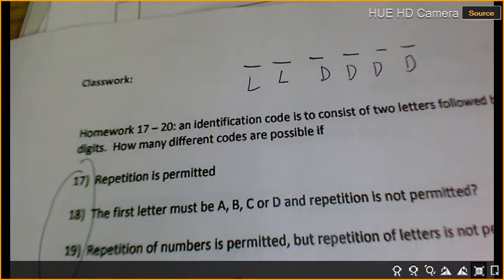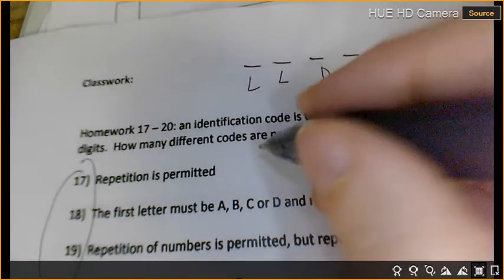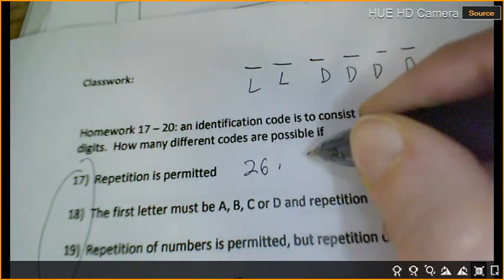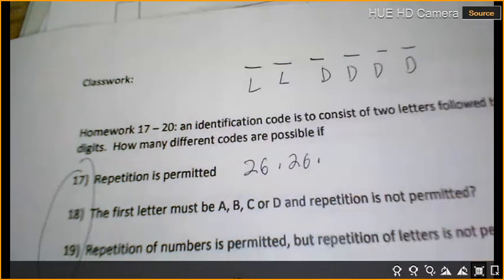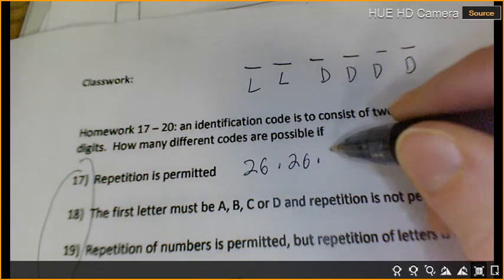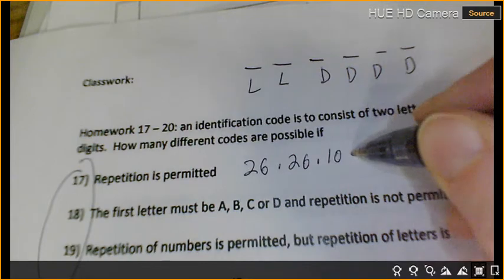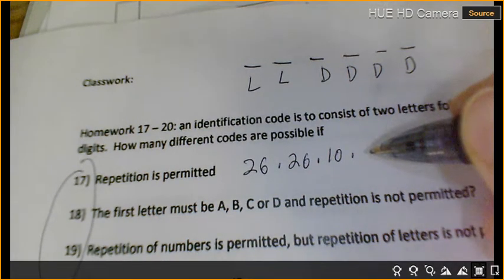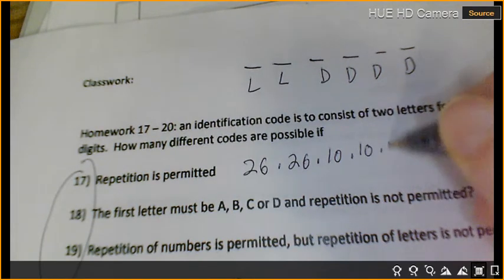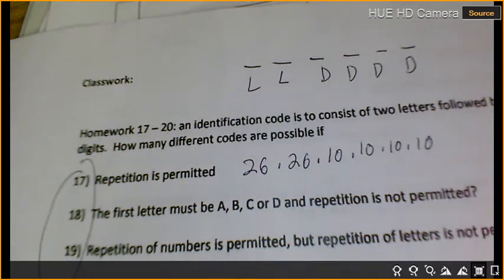Repetition is permitted. So how many letters are possible for the first one? 26. How many letters are possible for the next one? 26, because you can repeat. How many numbers are possible? 10, because you can have 0. I know it's really confusing with the 0. How many numbers are possible for the next one? 10, 10, and 10. Because it says you are allowed to repeat.